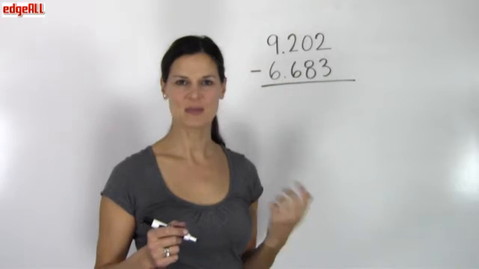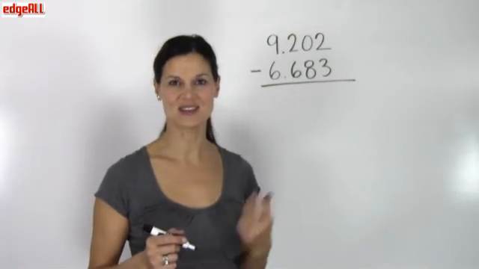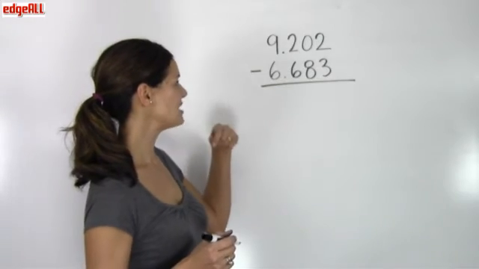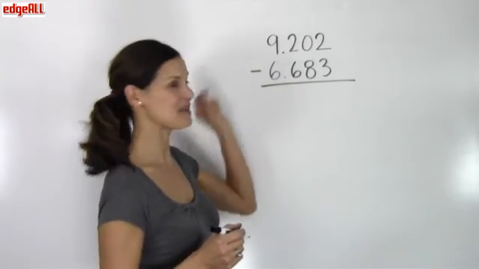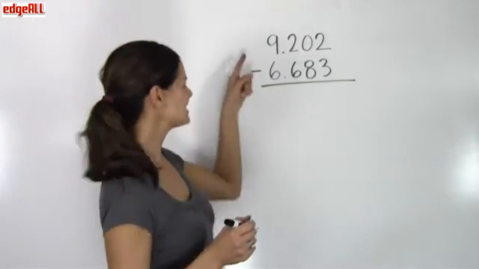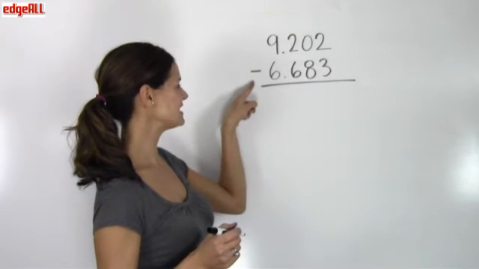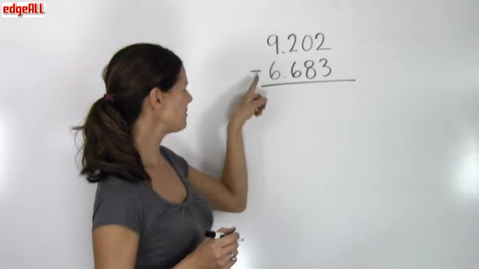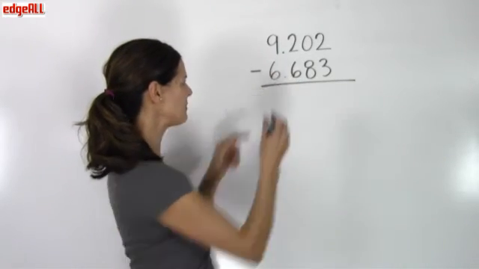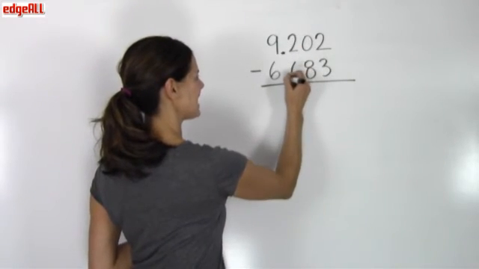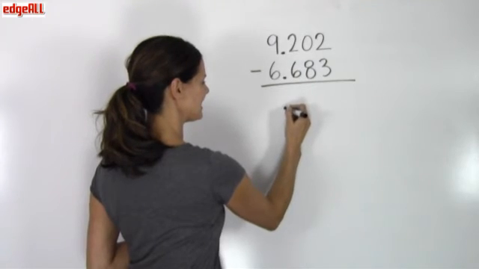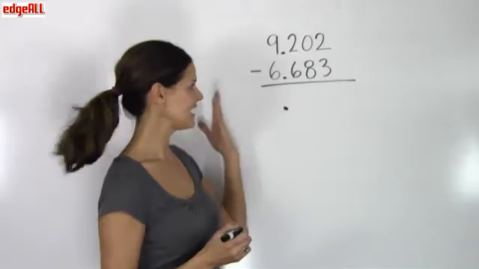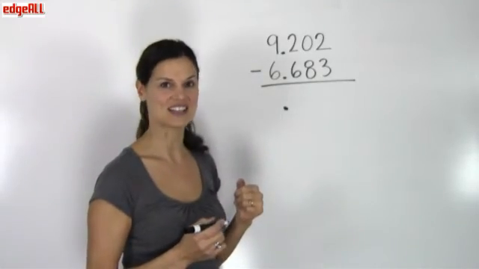Now let's take a look at the problem we started with at the beginning with Carlos and Sammy running the race. We want to find out how much extra time it took Sammy to finish the race. And so we need to subtract Carlos's time from Sammy's time. So we've set this up vertically, lined up our decimal points, and we want to remember that in our answer, the decimal point is going to be in the same place, and then we go about doing our subtraction.